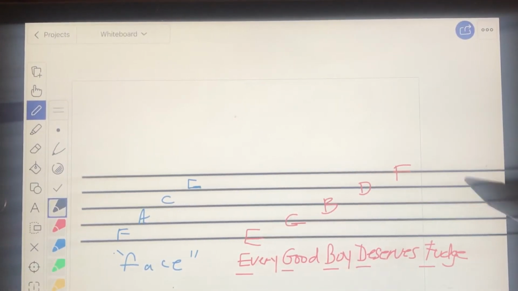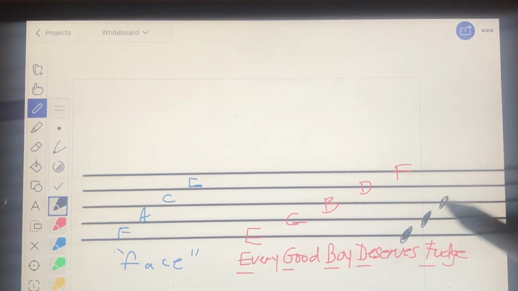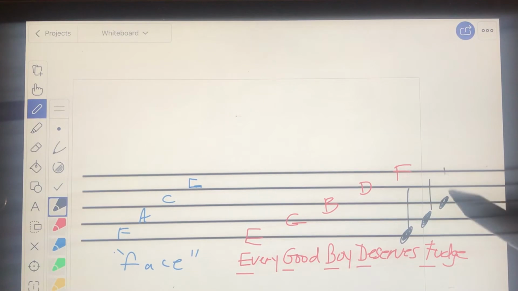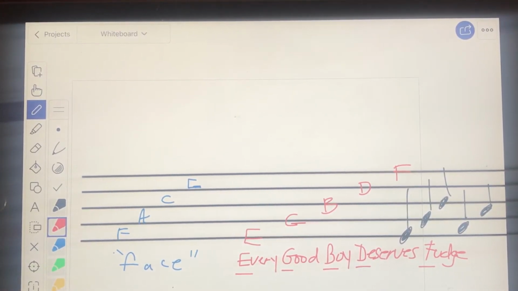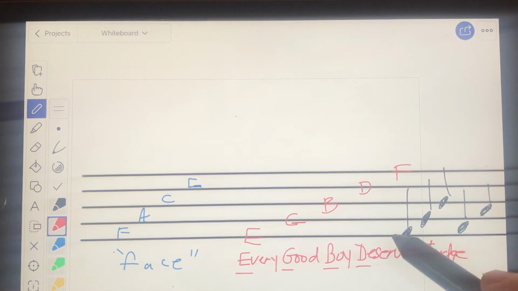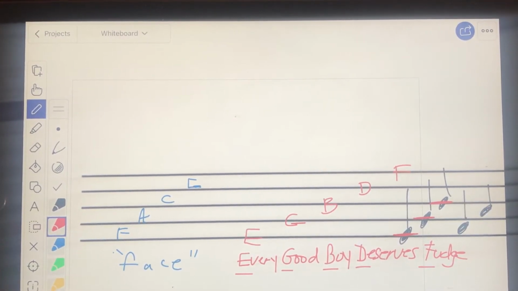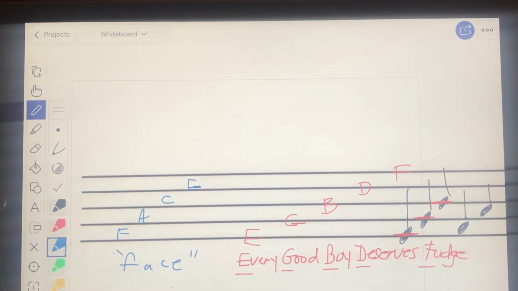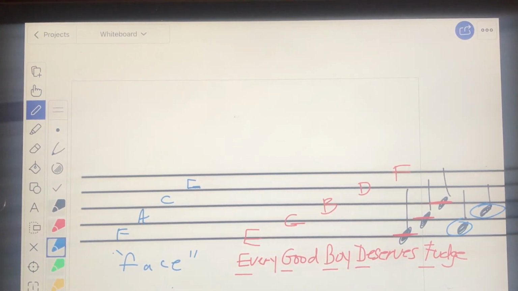There are line notes and space notes. When a line goes through a note, it's called a line note. When a note doesn't have a line going through it, it is a space note.